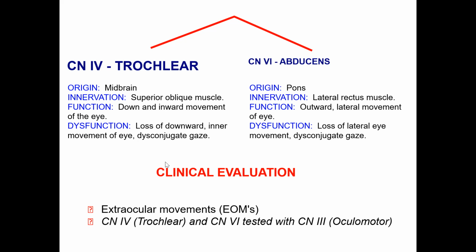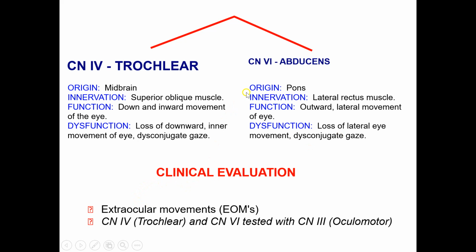This is a comparison of trochlear nerve damage and abducens nerve damage. Trochlear originates from the midbrain, abducens from the pons. Trochlear innervates the superior oblique muscle. Abducens innervates the lateral rectus muscle. Function of the trochlear, fourth cranial nerve, is down and inward movement of the eye through the superior oblique muscle, while function of the abducens nerve is outward and lateral movement of the eye. Dysfunction of trochlear can lead to loss of downward inner movement of the eye or disconjugate gaze, leading to diplopia. Dysfunction of the abducens nerve will lead to loss of lateral eye movements or disconjugate gaze. Again, it can lead to diplopia.